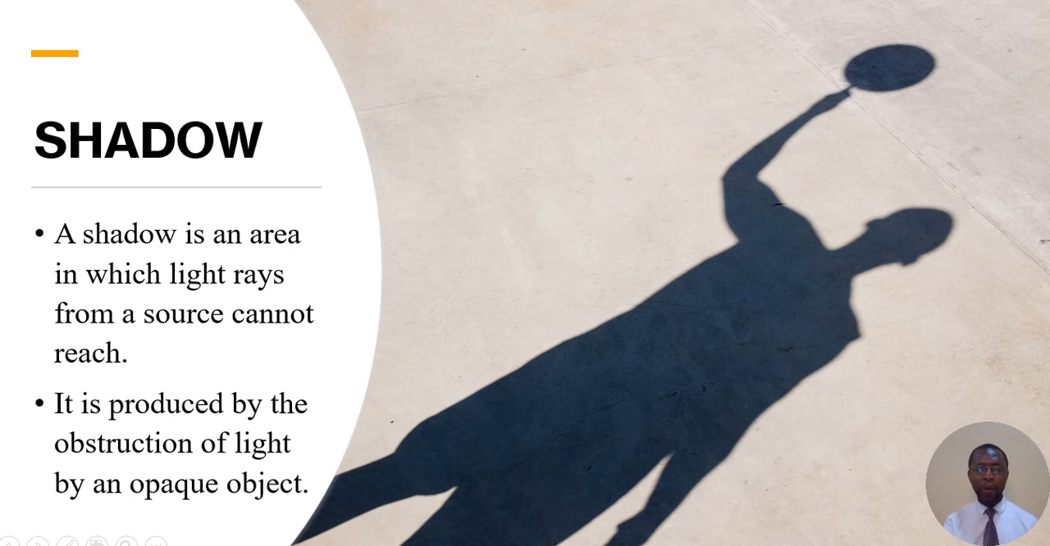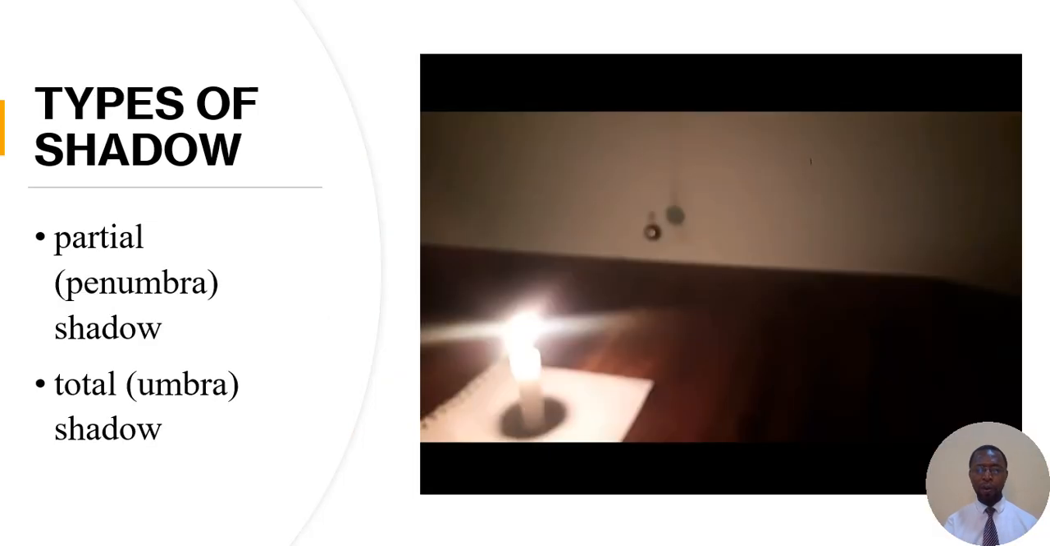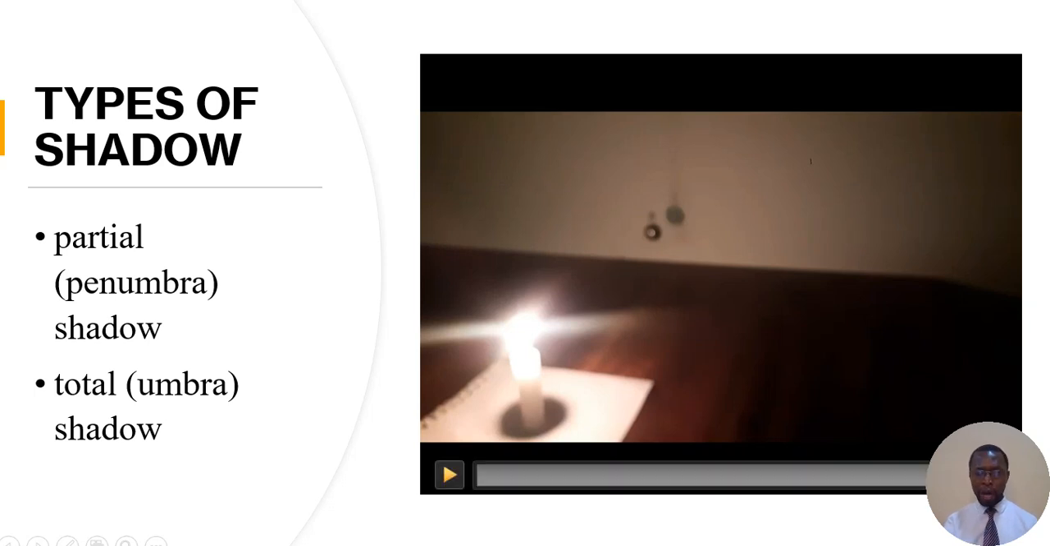Okay, and then we need to know the types of shadow that we have as a result of this. Now there are 2 major types of shadow. I want us to look at this again.